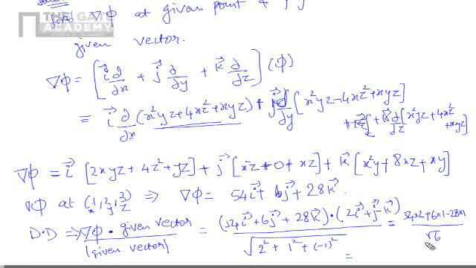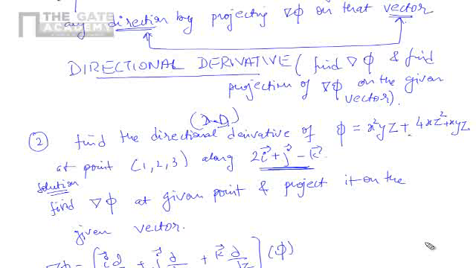So the final answer will be what? 54 into 2 is 108, minus 28 plus 6 is 86. 86 divided by root 6. This is the answer. 86 by root 6 is the variation of del phi, where phi is given by like this, at point 1 comma 2 comma 3 along this. So the answer is 86 by root 6. This is the answer. Okay.